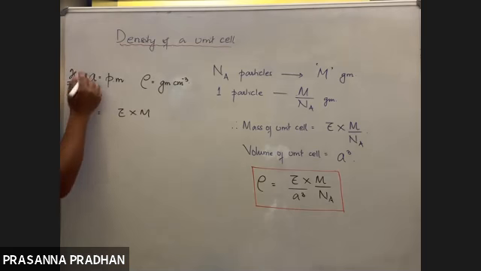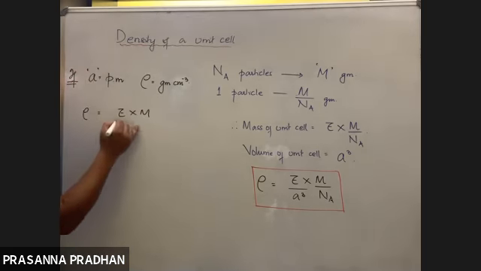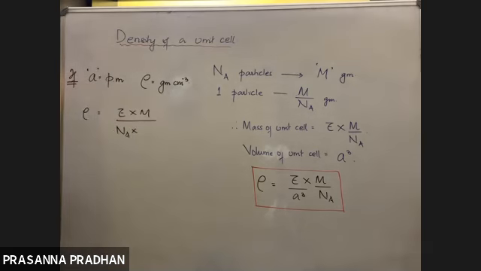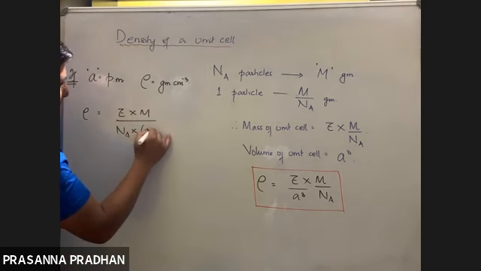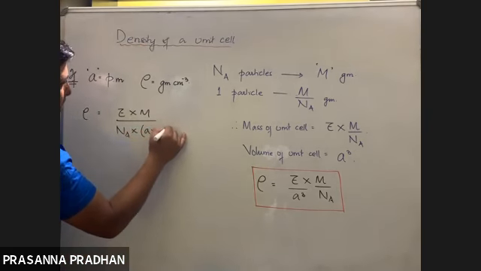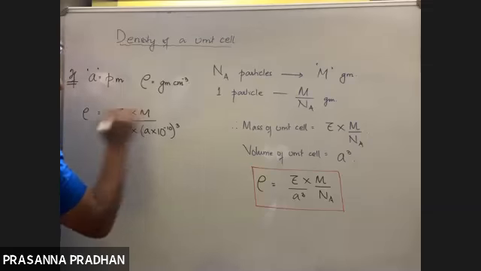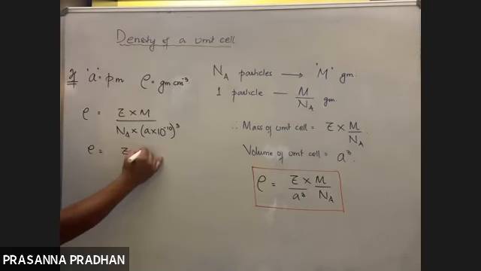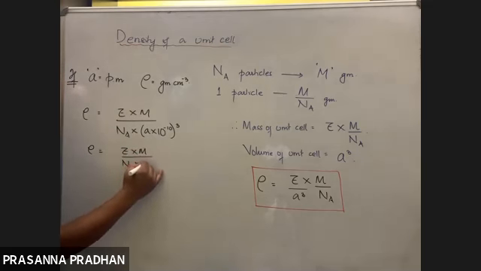If A is given in picometer, so 1 picometer is equal to how many centimeter? 10 to the power of minus 10. So A picometer is equal to how many centimeter? A into 10 to the power minus 10 whole cube. Right? So rho equals Z into M divided by... most of the students are confused out here, eh?